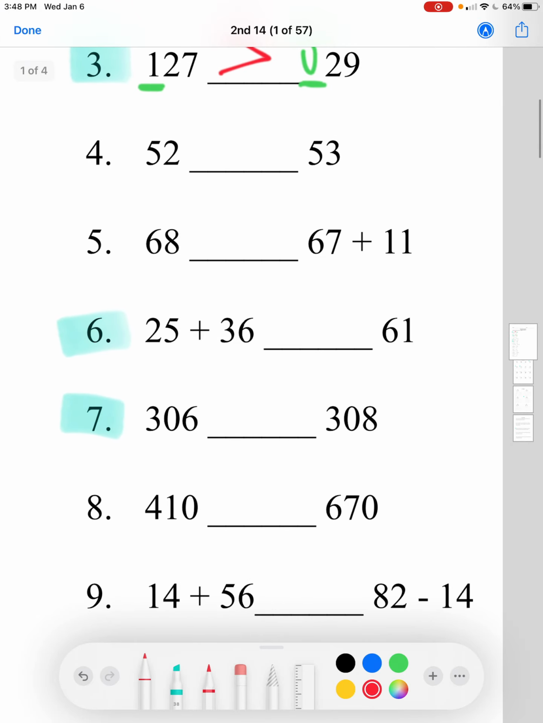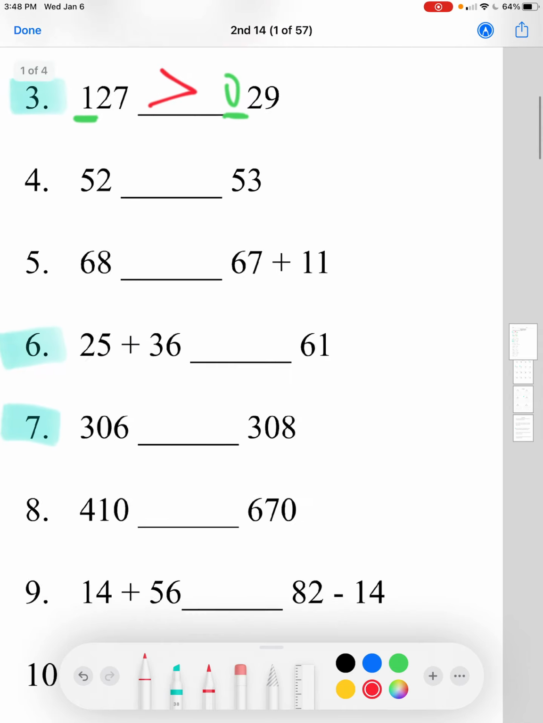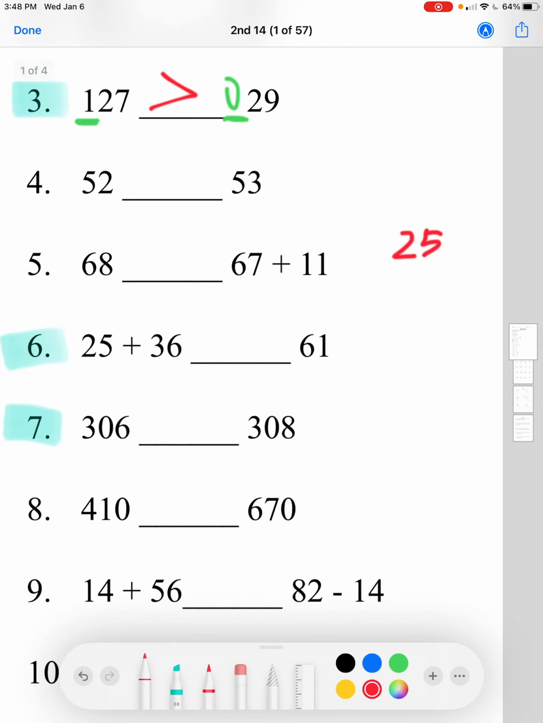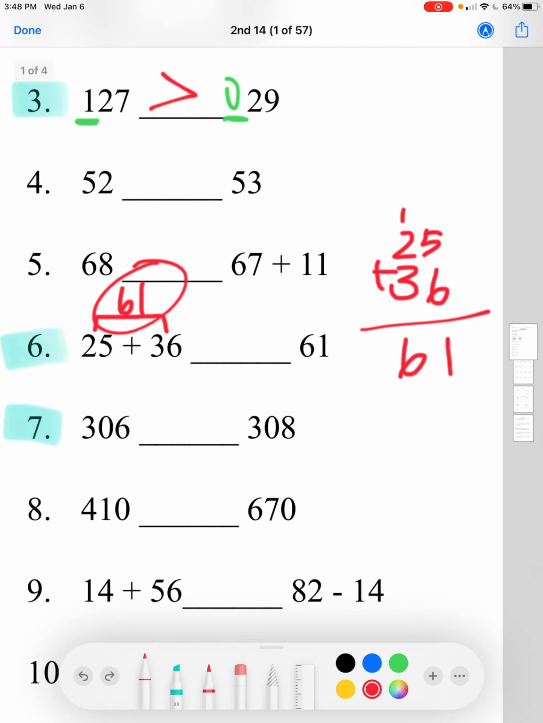Let's try number 6. We have 25 plus 36 on the left side, 61 on the right side. So we'll add 25 plus 36. We have 5 plus 6 equals 11. We'll regroup. 1 plus 2 equals 3. 3 plus 3 equals 6. So this right here is 61. Now 61 and 61 are the exact same number, so we're going to be using the equal sign.